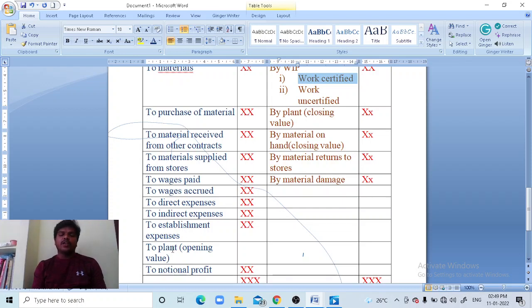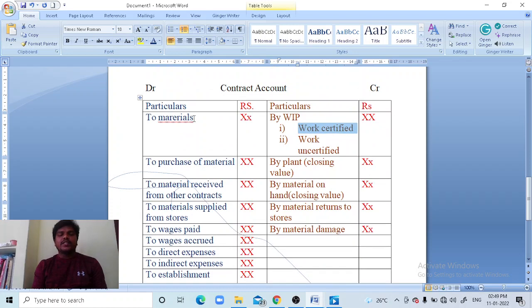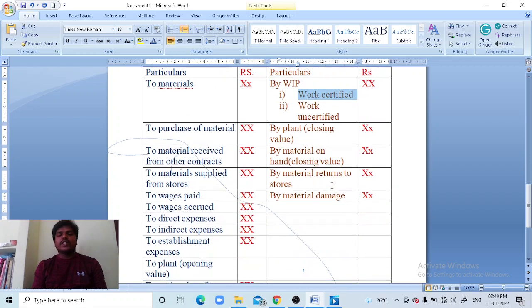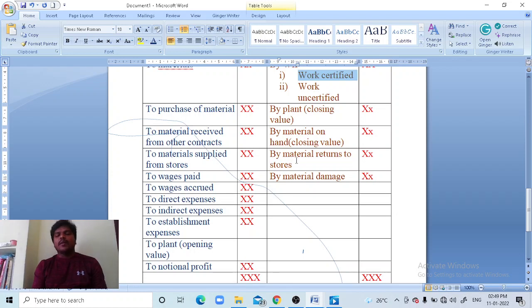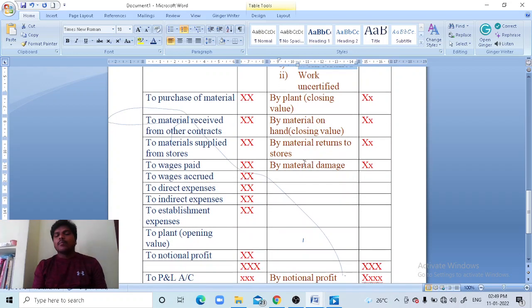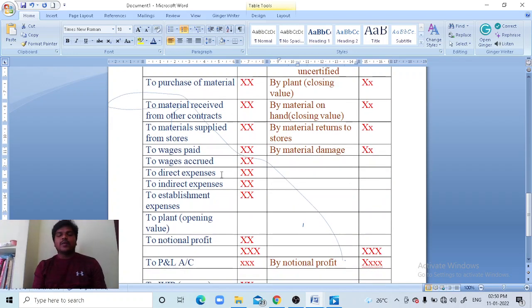So on the debit side we take the opening value, and on the credit side we take the closing value of assets, whatever the asset is, not only plant. Then materials on hand, that is also the closing value. Here we have taken the materials at opening value on the debit side, and the closing value is taken on the credit side. Any material returned to stores, and any material supplied to other contracts, is also entered on the credit side. And material damaged, whatever material is damaged due to fire, accidents or any other causes, should be recorded on the credit side. So these are the debit and credit items.